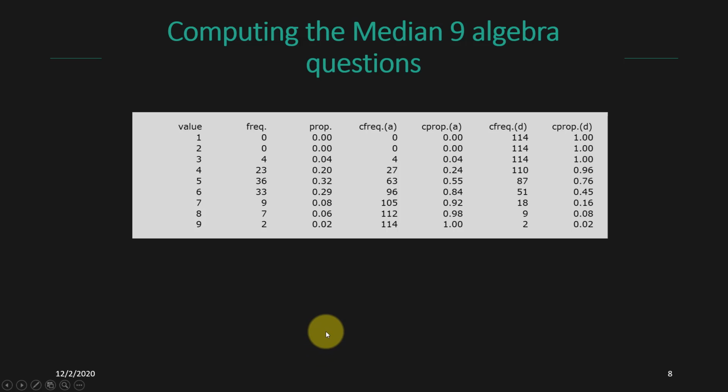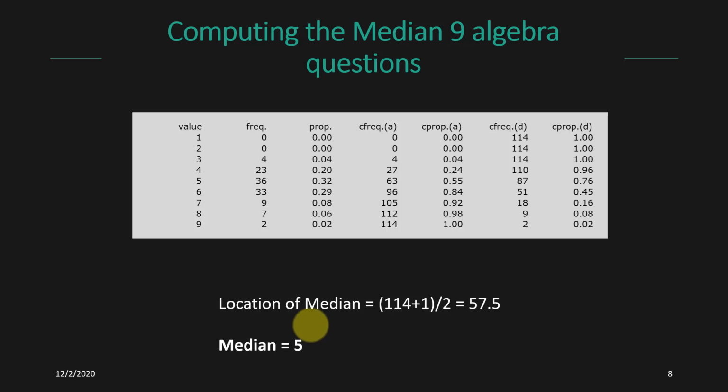Similarly, we can apply this logic to find the median of the algebra questions. So for the algebra questions, again, we solve this in the same way because we have the same amount of data. We have 114 scores plus 1. Divide that by 2, we end up with 57.5. Now we'll have to come to our cumulative frequency column here. Okay, we see that for the 4s, that takes us up to the 27th observation. And then at the start of the 5s, that would have been our 28th observation. And the 5s end with the 63rd observation. So the 57.5th observation has to be in the 5s, right? So the median score here is a 5.